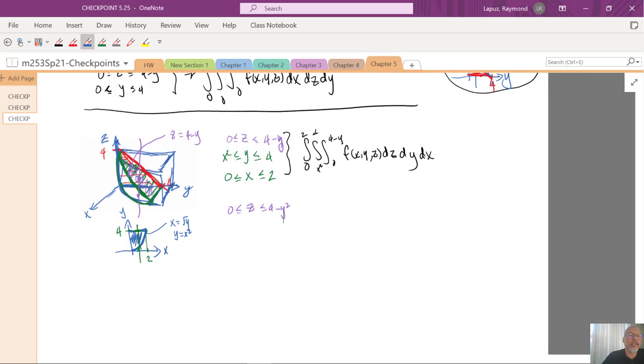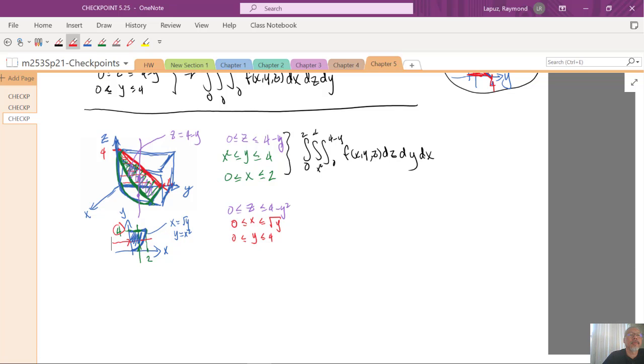And now let's change our viewpoint. Instead of integrating with respect to y first, let's integrate with respect to x first. We would draw a line parallel to the x-axis. We would enter through this point x is equal to 0 and exit through this point x is equal to the square root of y. And then your y goes from 0 to 4, the constants.